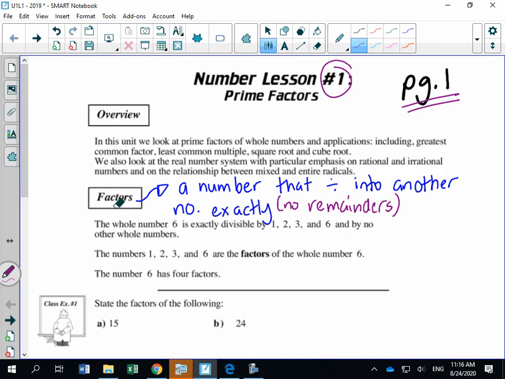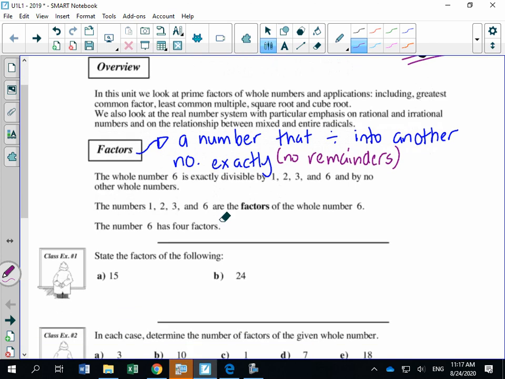So the first thing that we need to know in this lesson is: what is a factor? What's the definition of a factor? A factor is a number that divides into another number exactly, no remainders. For example, if I said, can you please list the factors of 6? What are all of the numbers that divide into 6 and don't leave us any remainders?